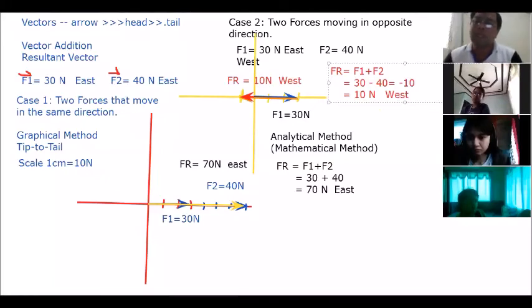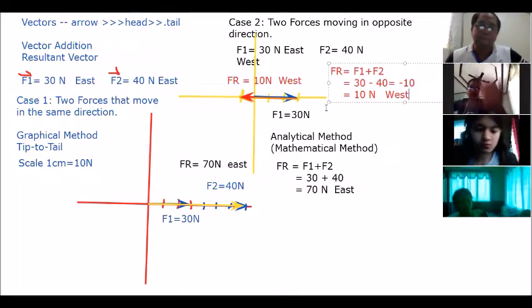Now, if you're on the vertical line, north is positive, south is negative. Do you follow that? Yes, sir. Okay, so please copy. If you want to screenshot this, you may do so now.